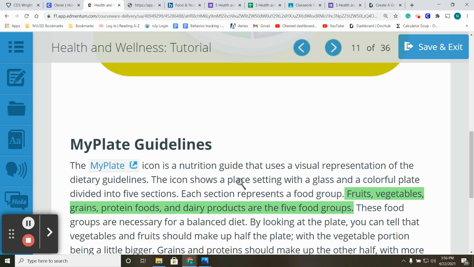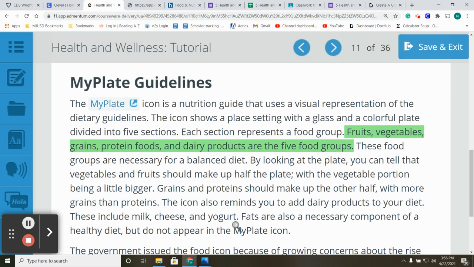The icon shows a place setting with a glass and a colorful plate divided into 5 sections. Each section represents a food group. Fruits, vegetables, grains, proteins, and dairy products are the 5 food groups.